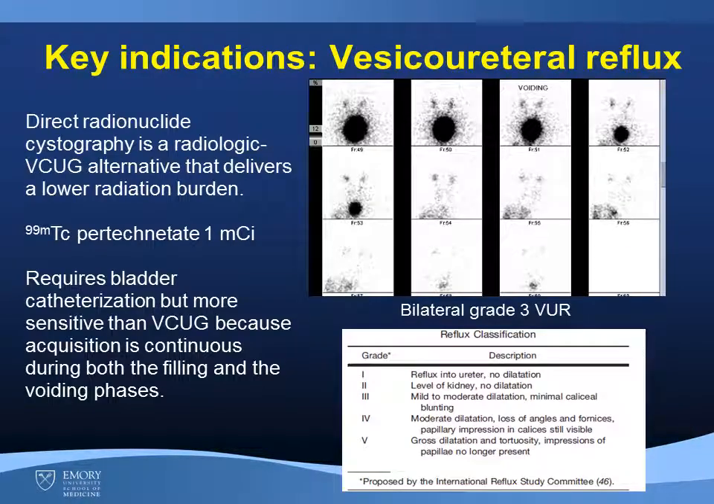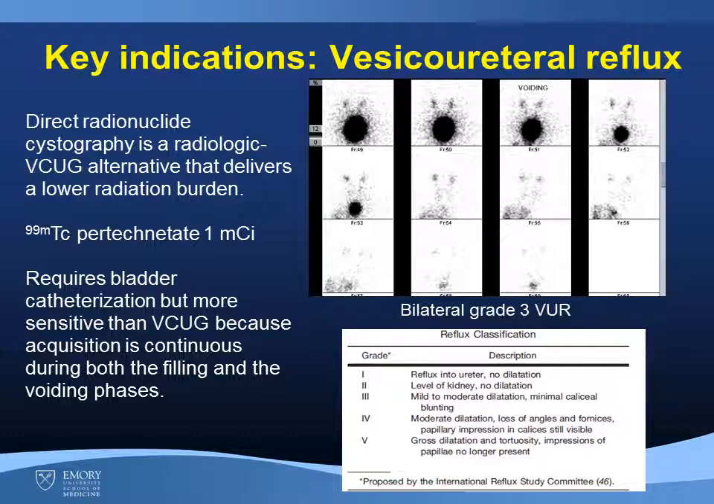Another indication for pediatrics is that of vesicoureteral reflux. Remember that the direct radionuclide cystography is a good radiologic VCUG alternative that delivers a lower radiation burden. Typically, 1 millicurie of technetium pertechnetate would be instilled into the bladder. This does require bladder catheterization, but it's more sensitive than VCUG because the acquisition is continuous, both during the filling and the voiding phases, and it doesn't cost any more radiation to do that.